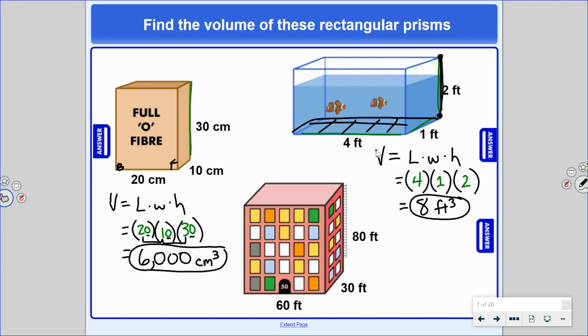Tiny little centimeters, cubic centimeters of cereal. All right, next up, go ahead and pause your video. Come on back after you take care of the building.